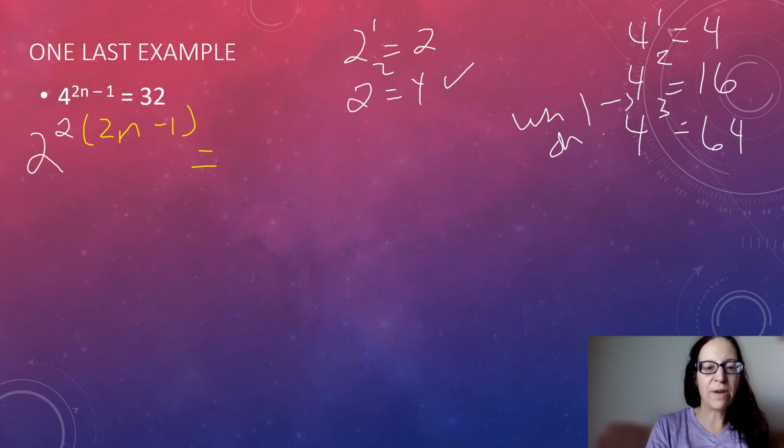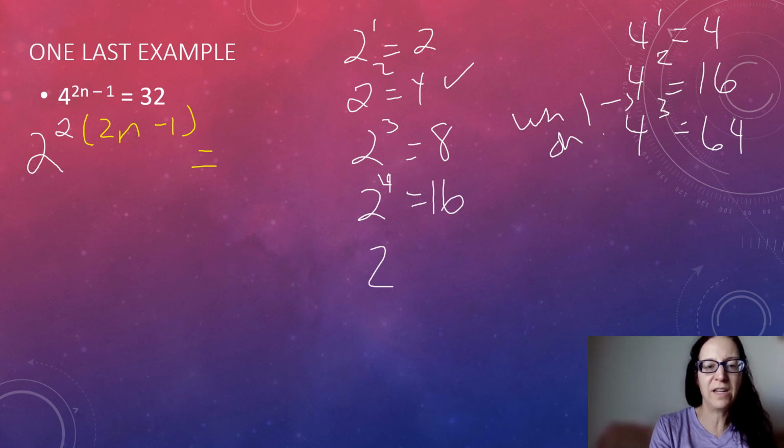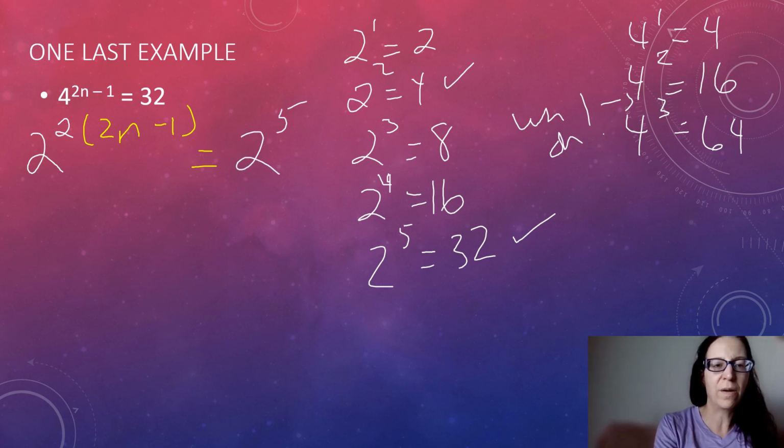Okay, and now we have to keep going. So 2 to the third power is 8. And again, use a calculator for this if you need to. 2 to the fourth power is 16. 2 to the fifth power is 32. And there's our other number.